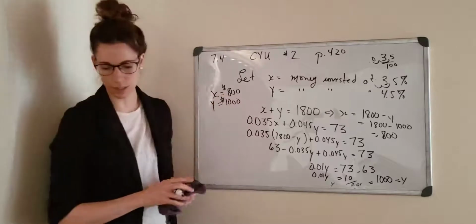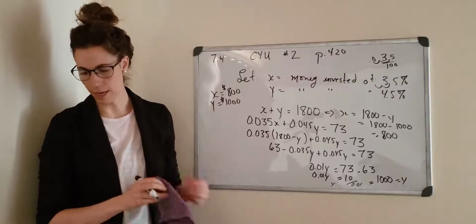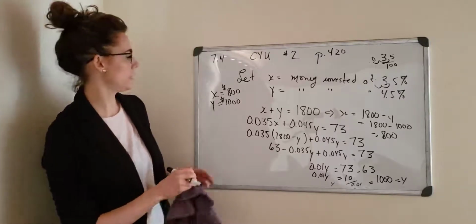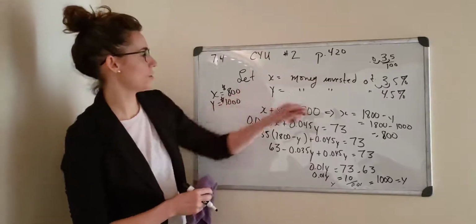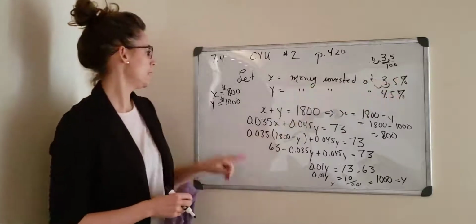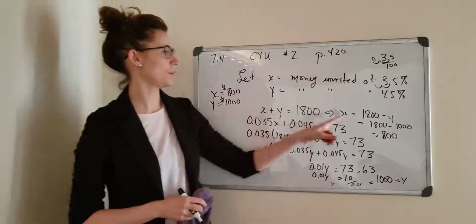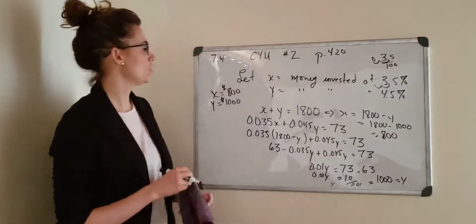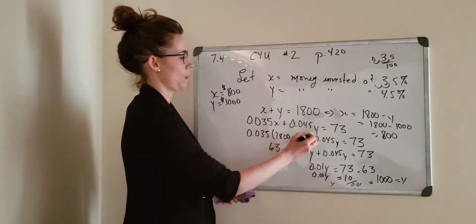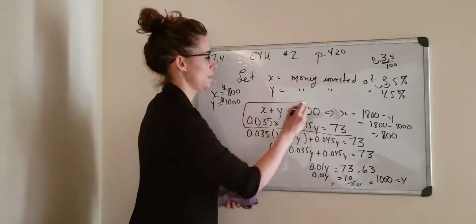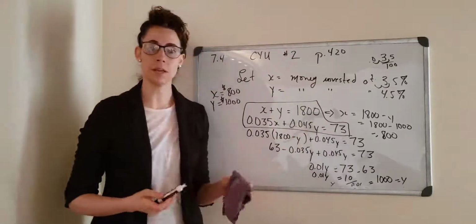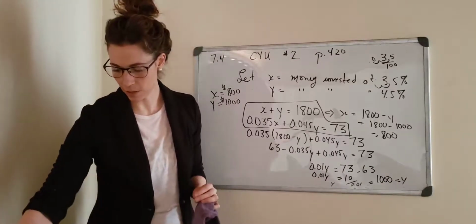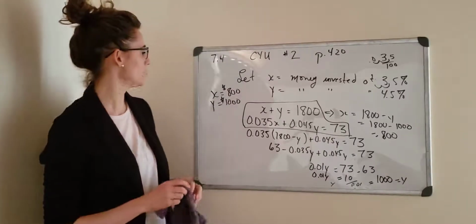If you were answering in a sentence, you would say that Alexia invested $800 at 3.5% interest, and she invested $1,000 at 4.5% interest. To check this, you would take your x and y values and put them back into your original equations, and the left side should equal the right side, and then you would see that you are indeed correct. We got the same answer as the book, which is always a nice thing as well.